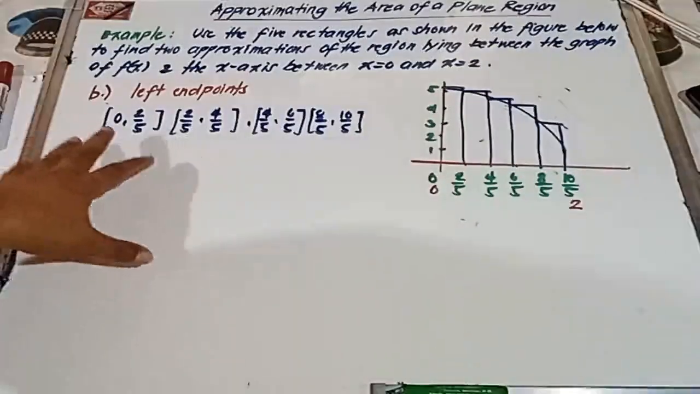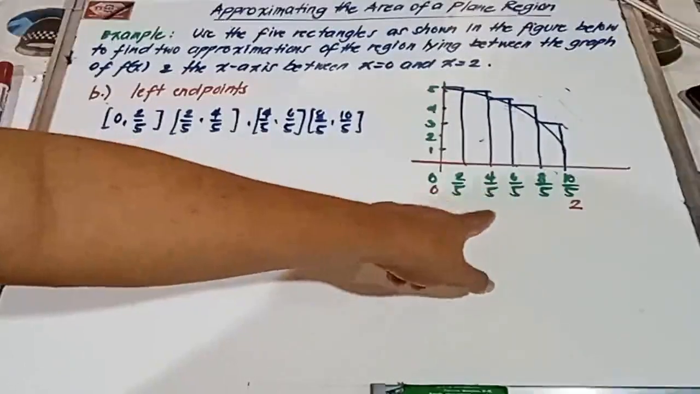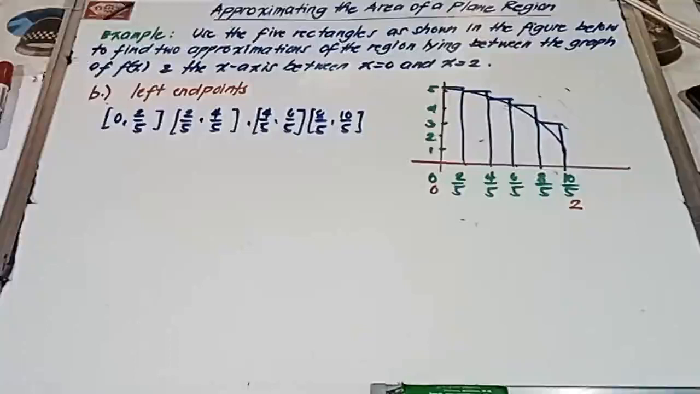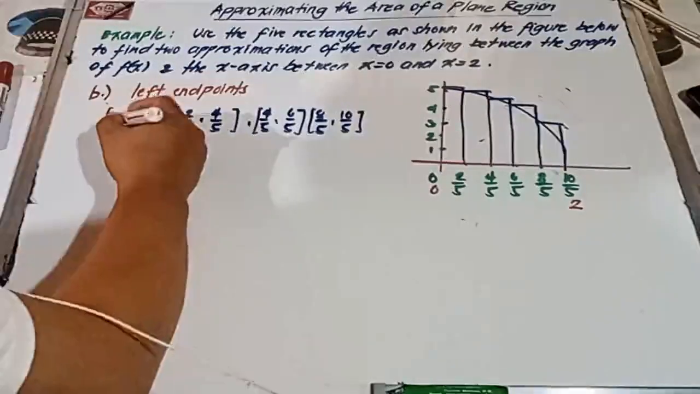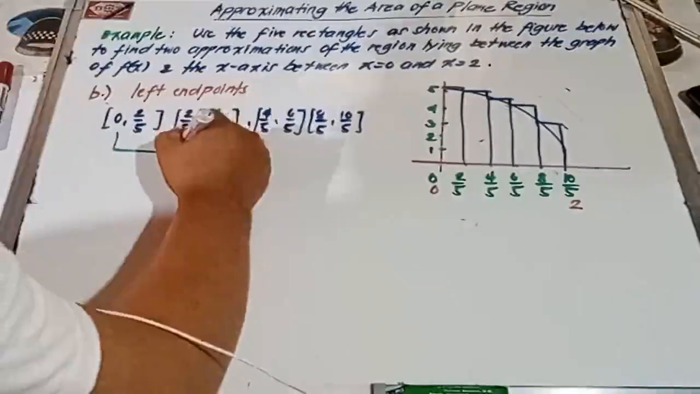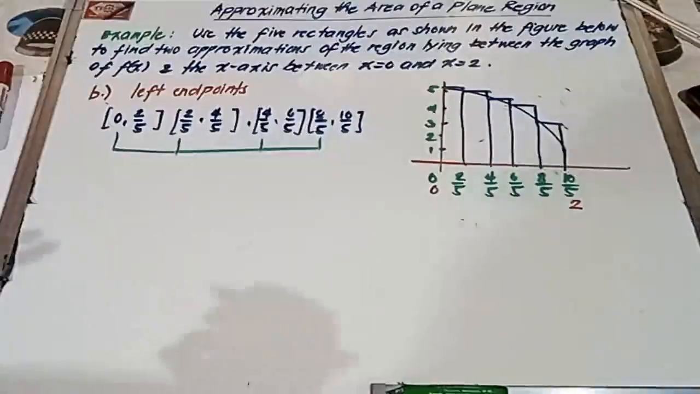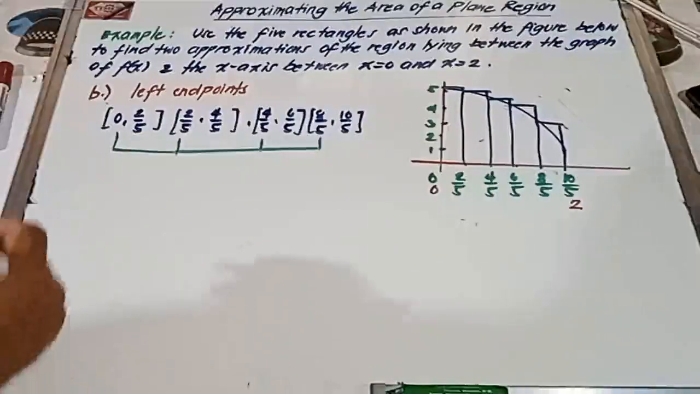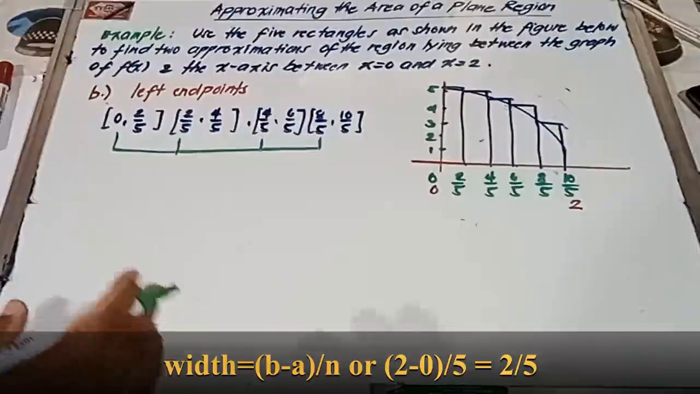intervals: 0 to 2 over 5, 2 over 5 to 4 over 5, 4 over 5 to 6 over 5, and 8 over 5 to 10 over 5. So ano ba yung mga left endpoints? Ito yung mga left endpoints natin. Okay. But before that, ano nga ba uli yung ating width of our rectangle? And ang width ng ating rectangle is 2 over 5.